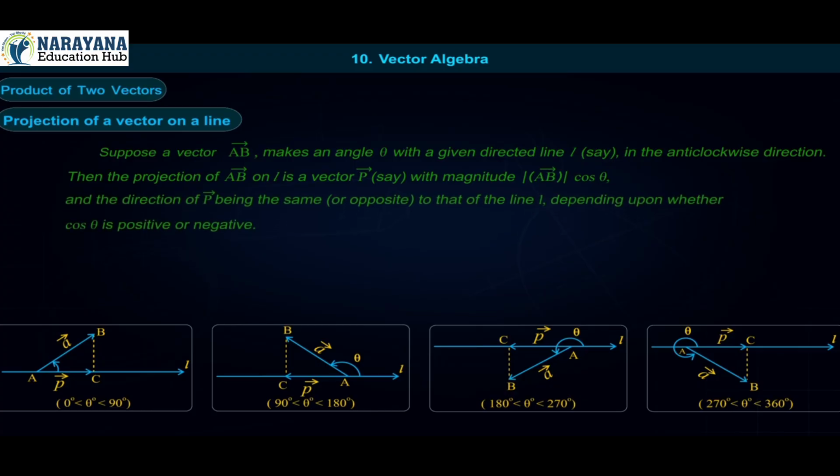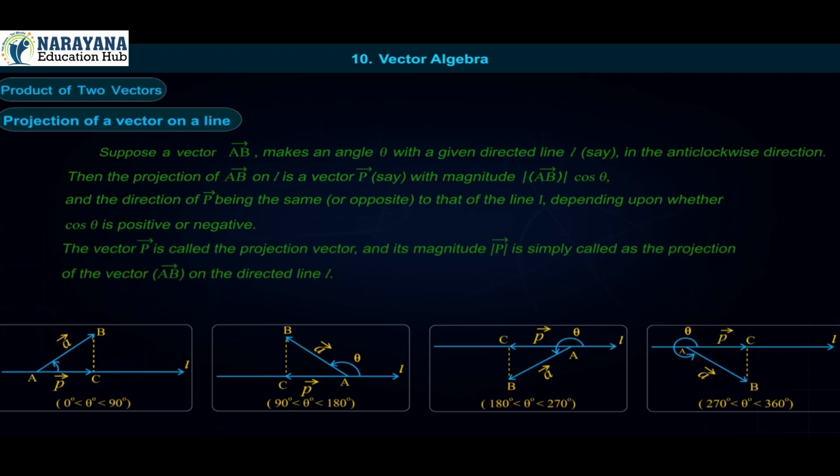and the direction of vector P being the same or opposite to that of the line L, depending upon whether cos theta is positive or negative. The vector P is called the projection vector, and its magnitude modulus of vector P is simply called the projection of the vector AB on the directed line L.